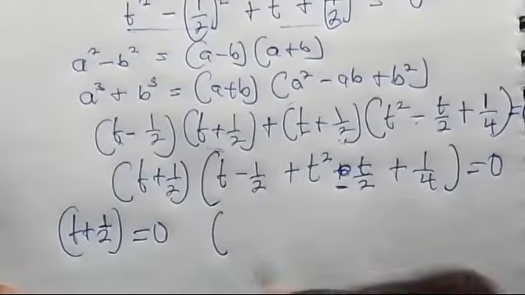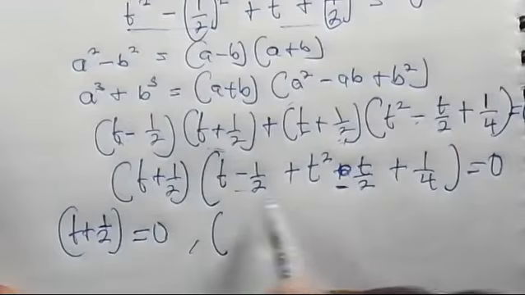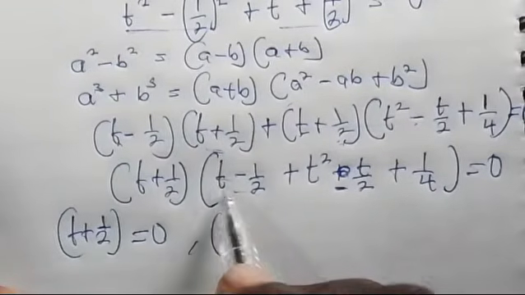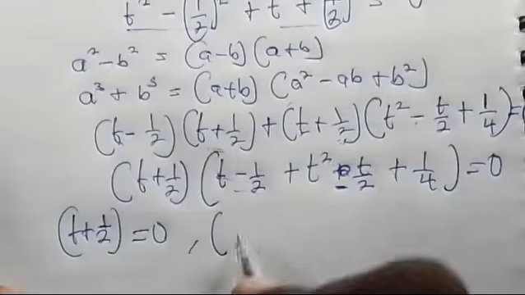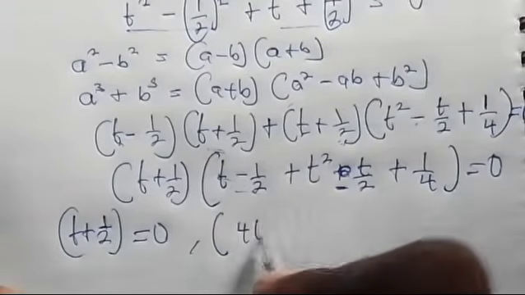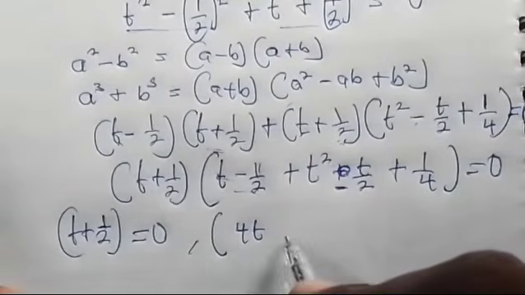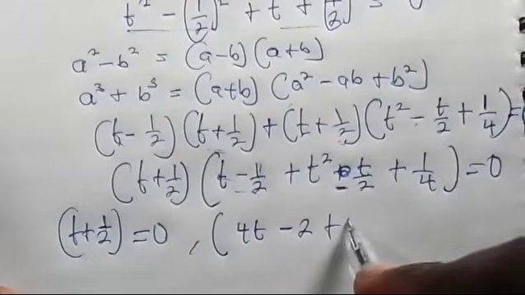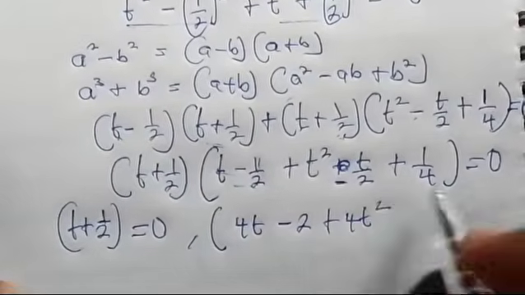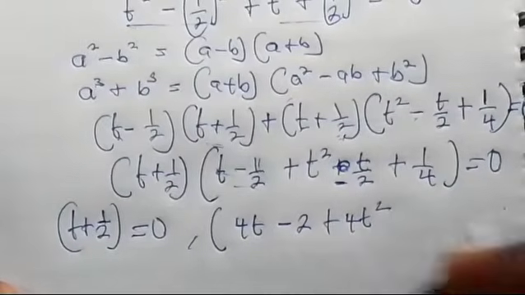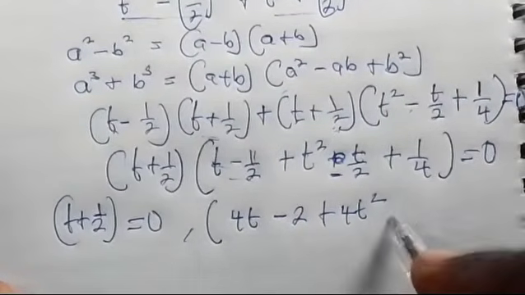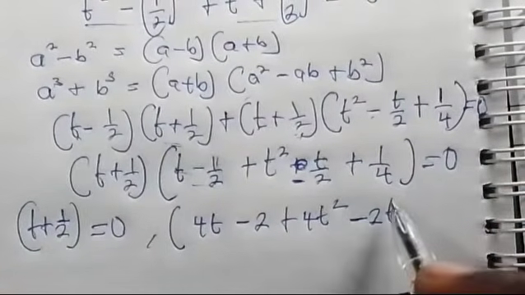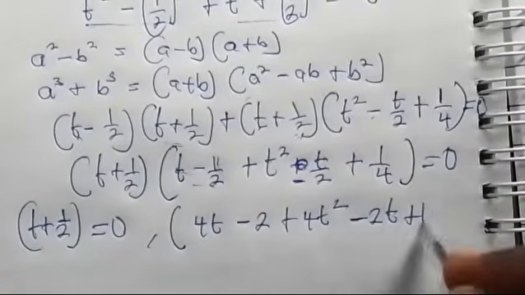And here, let's rewrite this. To eliminate this fraction, multiply all through by 4. So we have t multiplied by 4, here we are going to have 4t, right? 1 over 2 multiplied by 4, we are going to have minus 2. t squared multiplied by 4, we have 4t squared, minus t over 2 multiplied by 4, that is going to give us minus 2t. And here we have 1 over 4 multiplied by 4, which is 1.